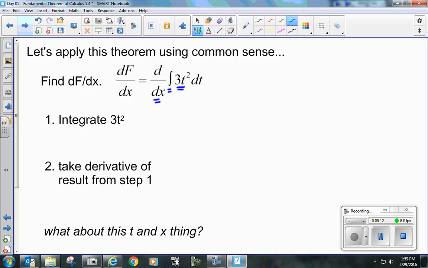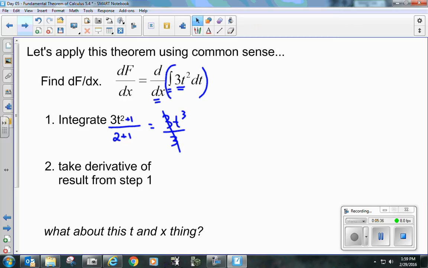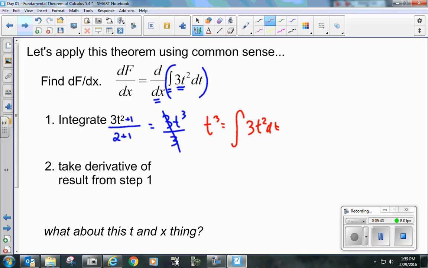So first let's start by just integrating 3t squared. What's the integration of 3t squared? It's t cubed. Don't I add 1 to the exponent, then divide by that new exponent? 2 plus 1, that's 3t cubed over 3. The 3 is gone. So right now, t cubed is the integration of 3t squared dt, right? Which means this can just substitute in the parentheses there.